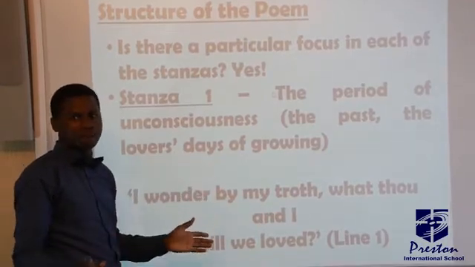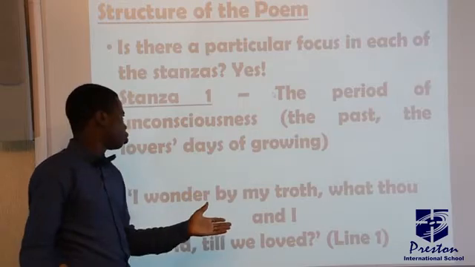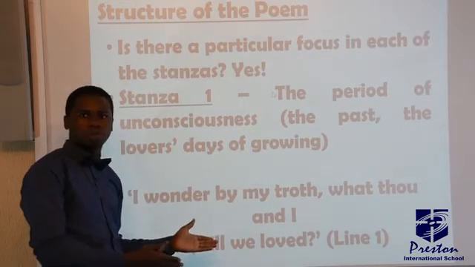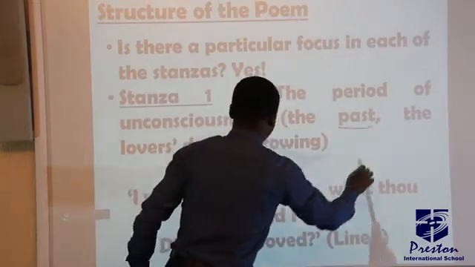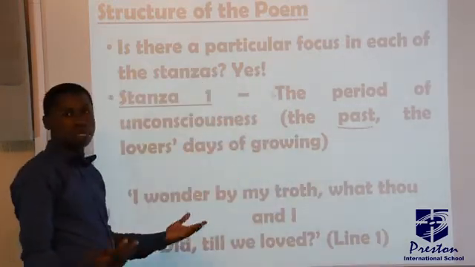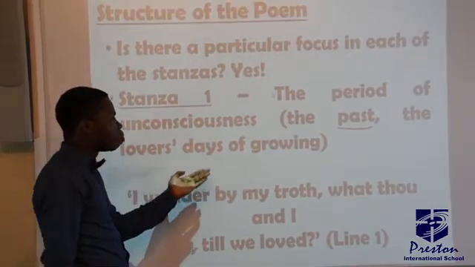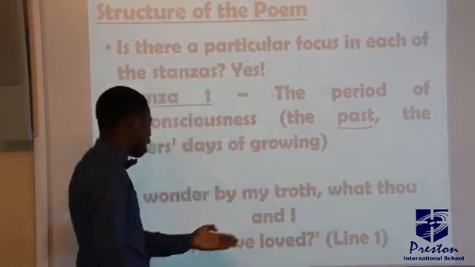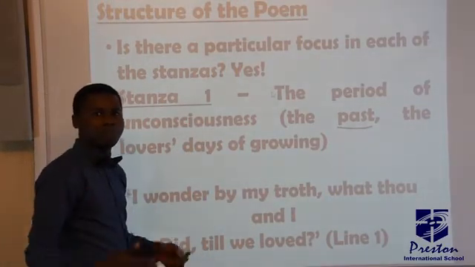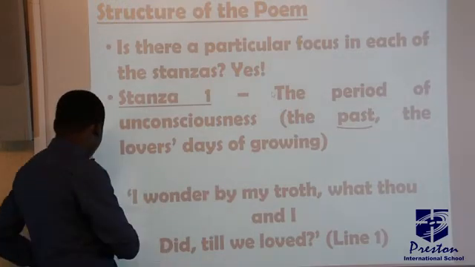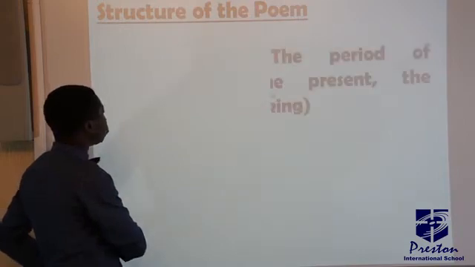One major thing you can say about stanza 1 is that it refers to the period of unconsciousness as it relates to the poet persona and his lover. You can also say it refers to the past, the lover's days of growing. Remember, he did say in the first line of the poem, I wonder by my truth what thou and I did till we loved. So it takes our minds back to what they were doing before they became conscious of the love relationship.